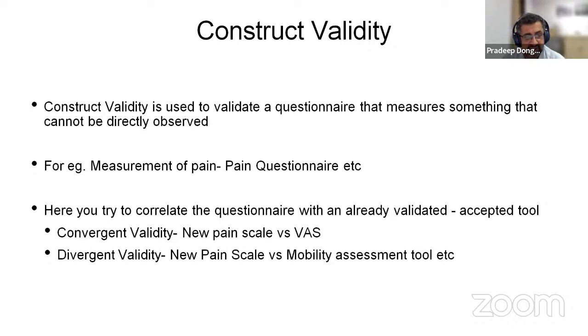Let us say, for example, you try to do convergent validity in your construct validity. You have a new pain scale, and an already established pain scale, for example your VAS score or NRS, and you compare these two and try to correlate these two methods of assessing pain. That is called convergent validity. There may be some questionnaires or scales for which there is no directly validated tool, so you may need to do it on a different scale. For example, if there's no pain scale, you take a new pain scale versus a mobility assessment tool, and see whether your pain scale actually correlates with the mobility assessment tool. Then you will be able to say whether construct validity is satisfied or not.